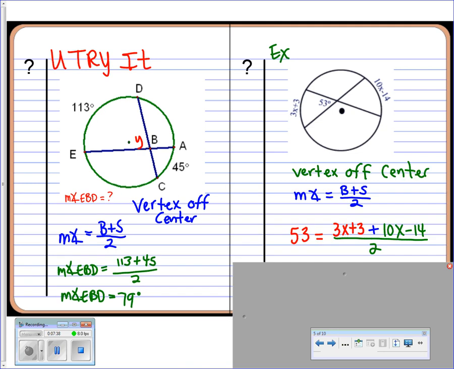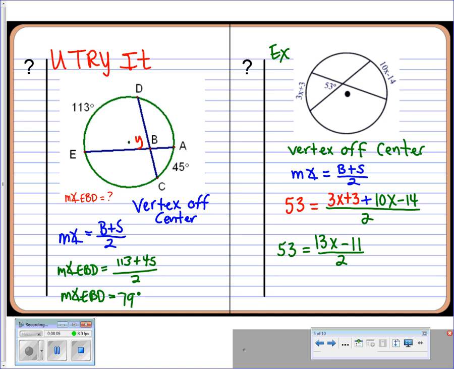All right, and there I have it. I have the sum of the two angles divided by 2 equals 53 degrees. Now again, is the 3x plus 3 the bigger one or the 10x minus 4? It really doesn't matter when we're adding two arcs. Later on, we're going to have a scenario where we're subtracting. It's going to be really important that you keep track of which one's big and which one's small in that scenario. Okay, so let's go ahead and walk through and solve this equation together.